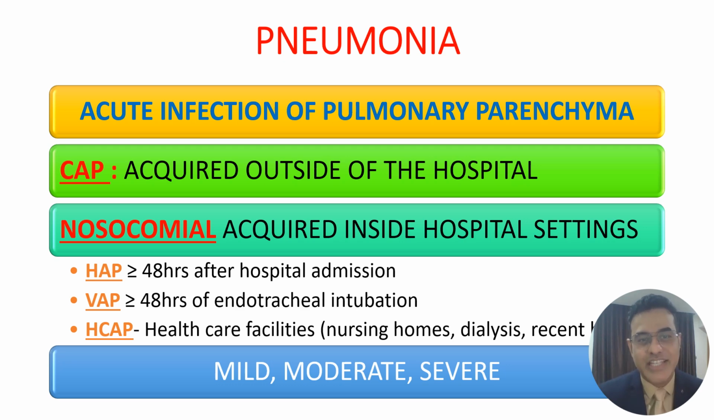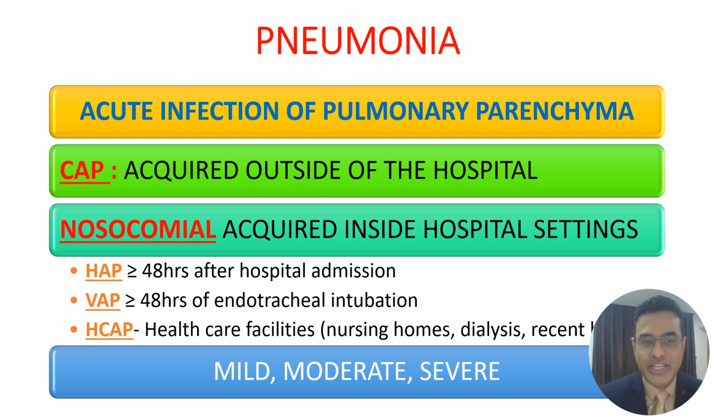Pneumonia is defined as acute infection of the pulmonary parenchyma. Depending on the place where it is acquired, it is classified as community-acquired and nosocomial pneumonia. Community-acquired pneumonia is pneumonia which is acquired outside of the hospital, in the community, in the house, in the workplace. Whereas nosocomial pneumonia is acquired inside the hospital setting.